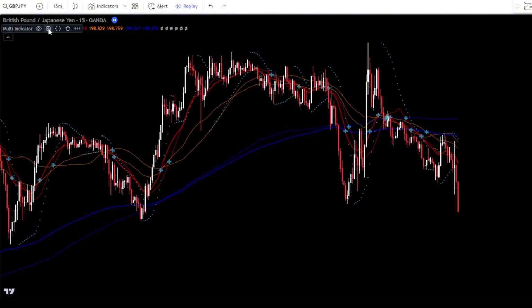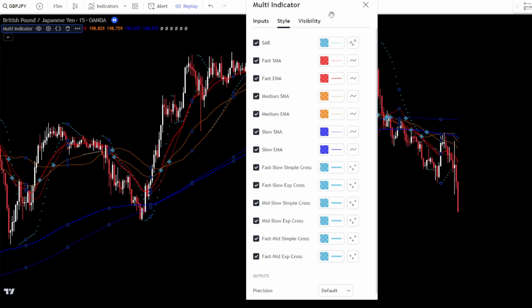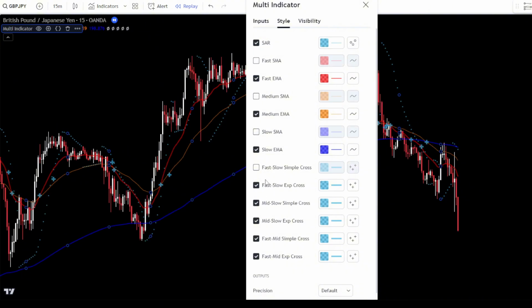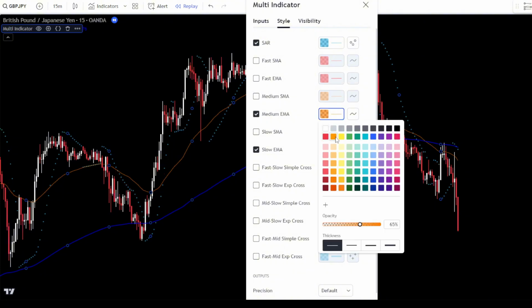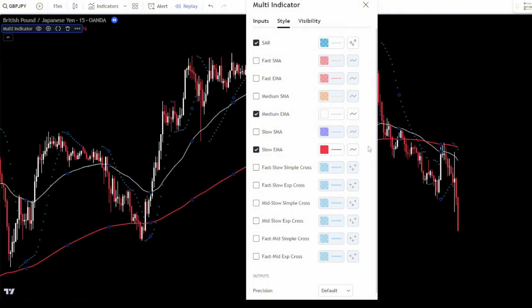Next, configure this indicator. Go to the Style tab and remove several markers that we don't need. Remove all markers and leave only the Parabolic SAR, Medium EMA, and Slow EMA. Then, adjust the colors of the Parabolic SAR, Medium EMA, and Slow EMA according to your preference. Once done, simply click OK to save the changes.